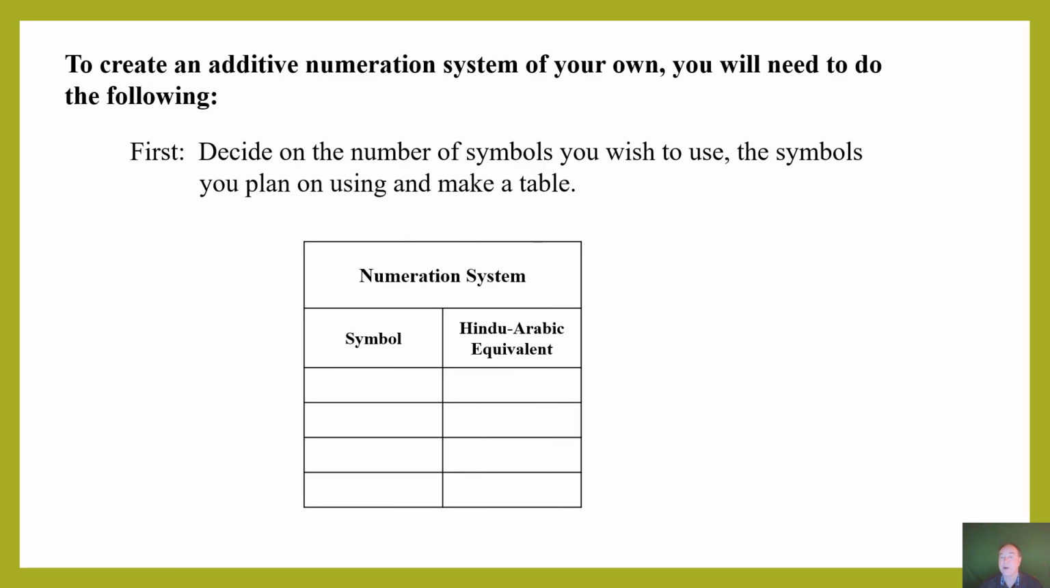So, in this case, we're going to make a numeration system, and I'm going to use 4 symbols. I'm going to let a square be my first symbol, a triangle be my second, a circle be my third, and a pentagon be my 4th symbol. You can create any symbols you want. This will add some interest in the classroom by letting your students choose symbols, but you have to make sure you choose symbols everybody can draw. Now we have to come up with equivalents.